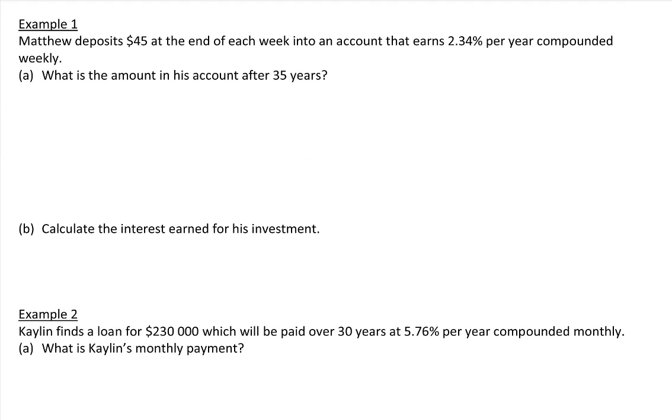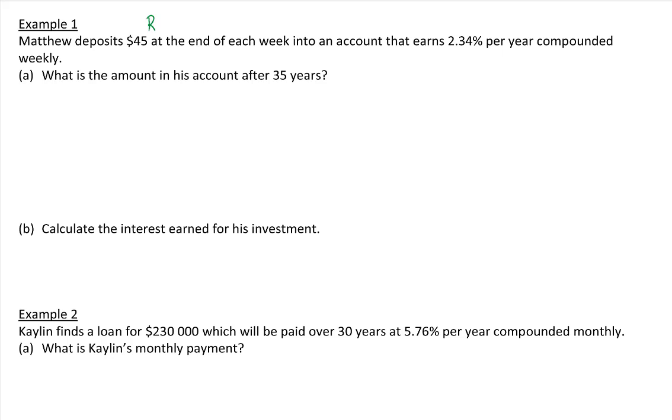So let's go through some examples. So Matthew deposits $45 at the end of each week. So right away we know we have our R, our regular payment. So we're either looking for the present value or the future value. Second key is, it says that Matthew deposits $45 at the end of each week. So that means he's putting money into an account. So therefore, we're most likely looking for the future value.